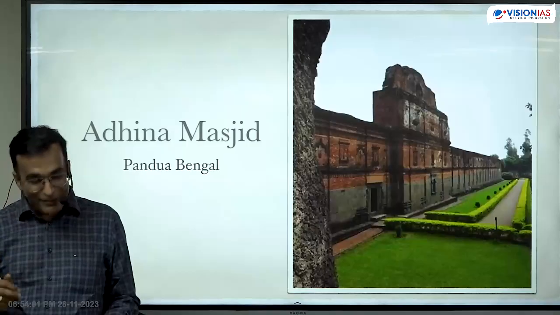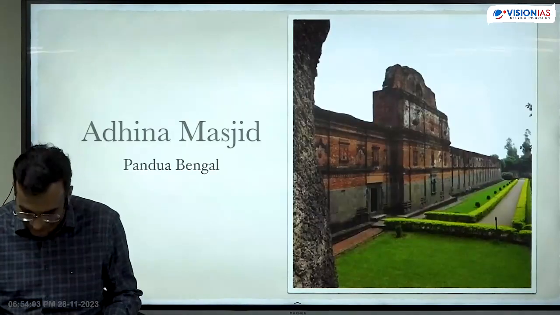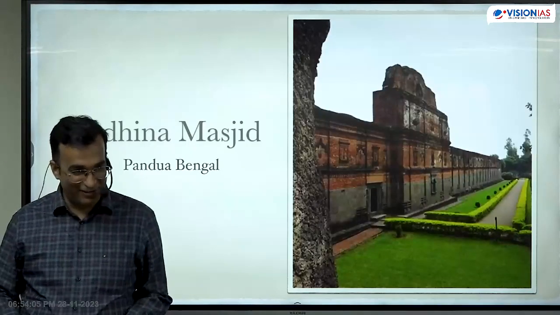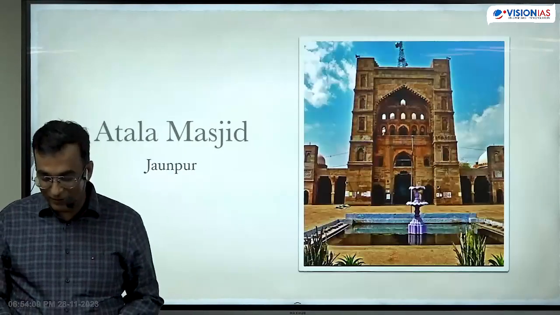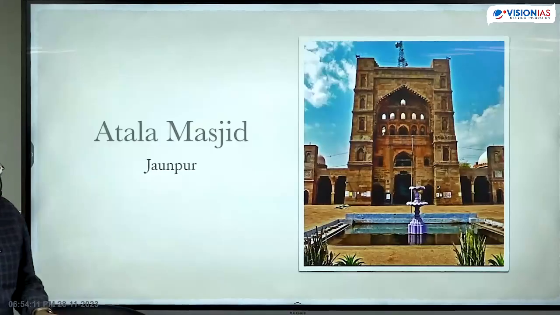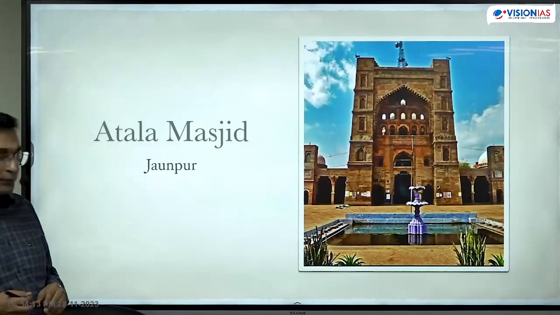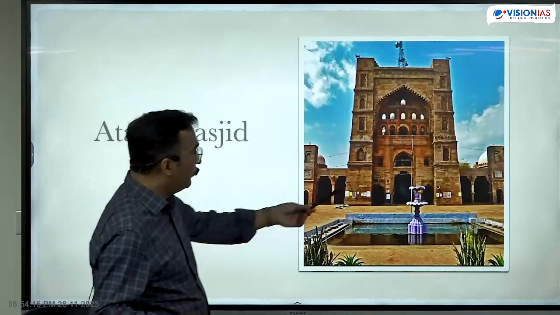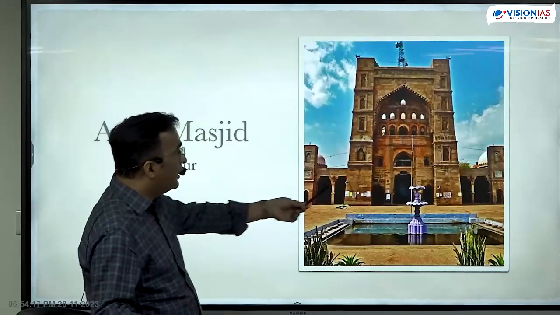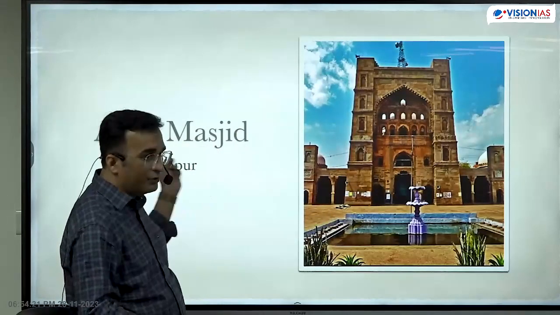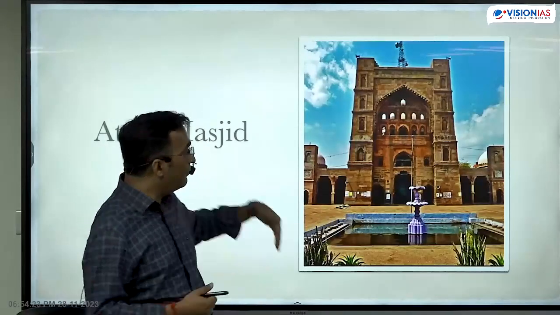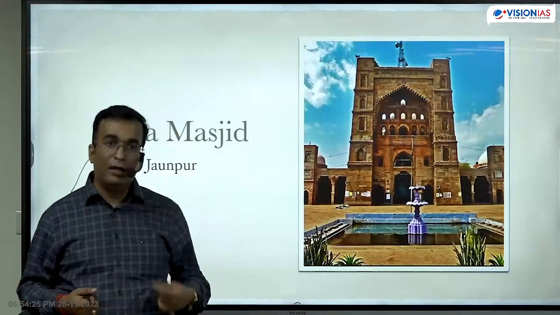Then see this building, how beautiful it is. The park is good. Okay? So Adina Masjid of Pandua in Bengal, and this is Atala Masjid, Jaunpur, and this is the Propylon Gateway. So Propylon Gateway, and then on the side these chambers are created. We see only two or four of these chambers, but there are so many chambers created for a greater length. And on the back side of this gateway is the mosque.